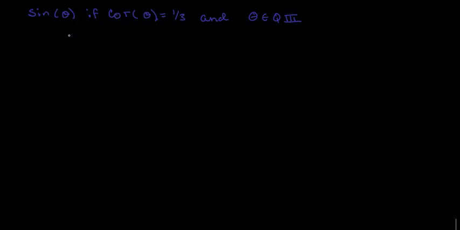Let's draw out a picture. So cotangent here is going to be adjacent over the opposite side. So the adjacent side is 1, the opposite side is 3. My angle is in quadrant 3.